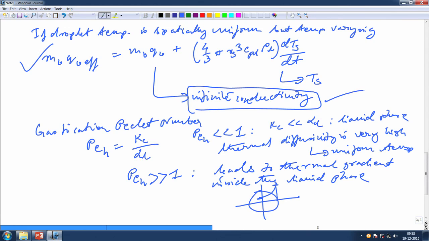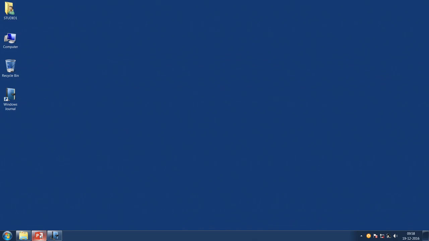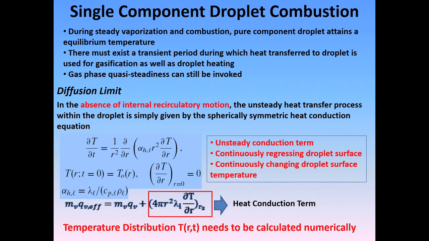So, infinite conductivity is the fastest, okay, diffusion limit is the slowest, right. So, both depend on what is your gasification Peclet number, which is nothing but the ratio of the burning rate divided by the thermal diffusivity. So, keeping this in mind, okay, let us now move to the presentation mode. So, this is what we did. Once again, this comes from CK Law's material.